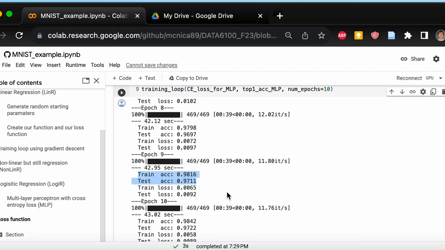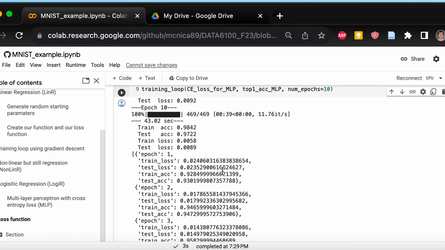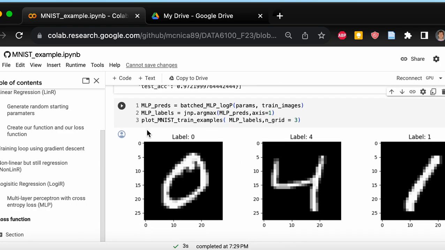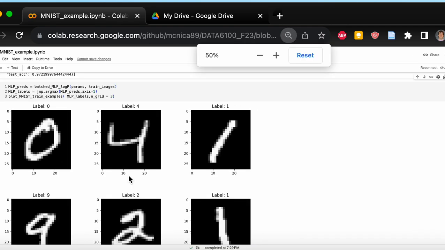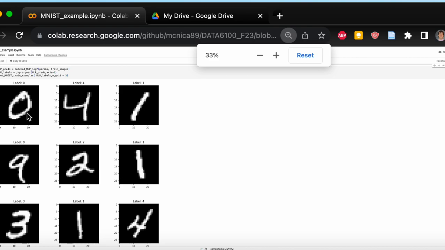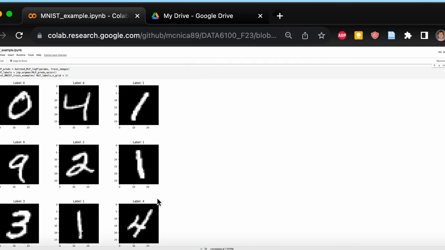And you can check and see how it's doing by plotting some examples. So here are some examples. These are just some random examples. And you can see it got all of these examples correct. So 0, 4, 1, 9, 2, 1. It's got it 100%. Of these 9 examples, it's perfect, right? Which is not surprising if it's 98% accurate.